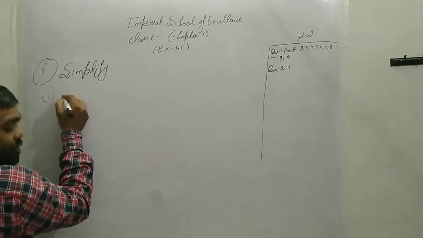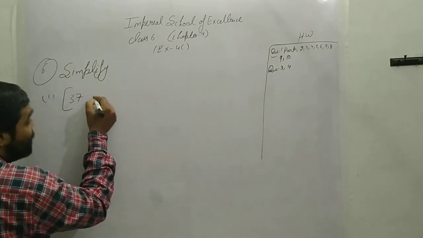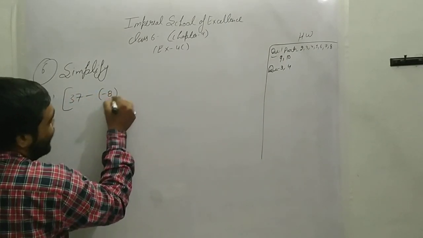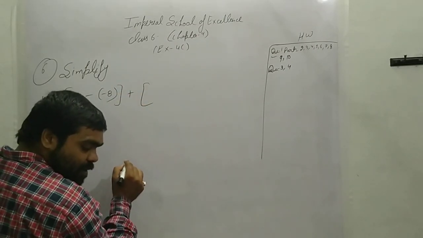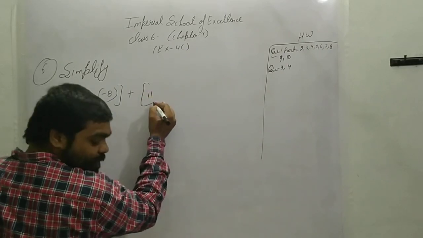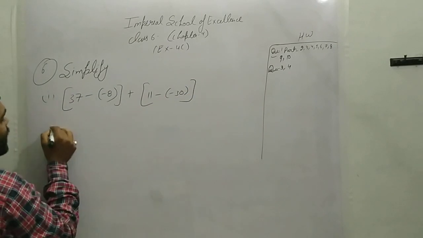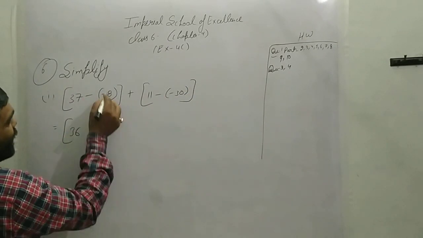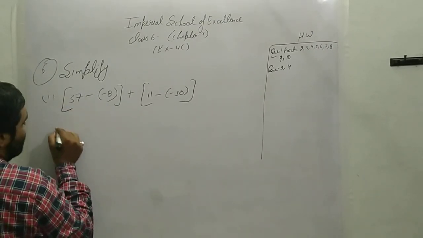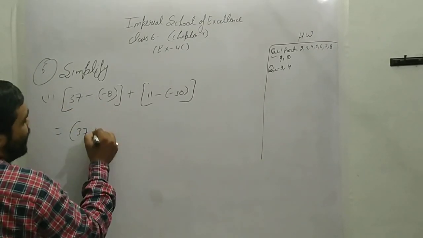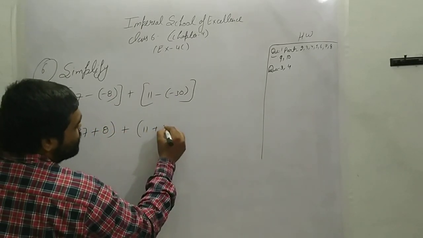Number 1 is 37 minus 8, after that bracket close, plus, then bracket start 11 minus 30. This is your question given here. See, 37 minus (minus 8) equals 37 plus 8, plus 11 minus (minus 30) equals 11 plus 30.